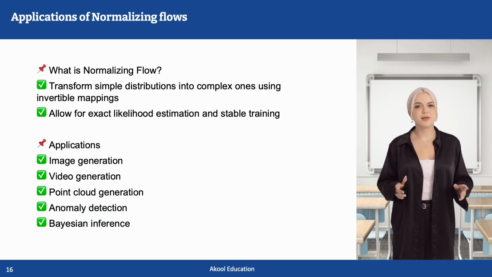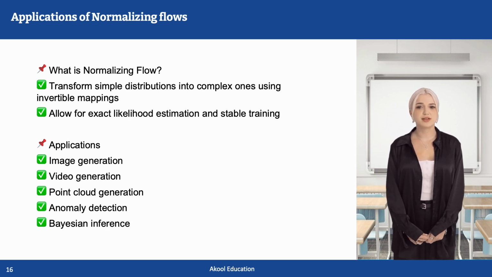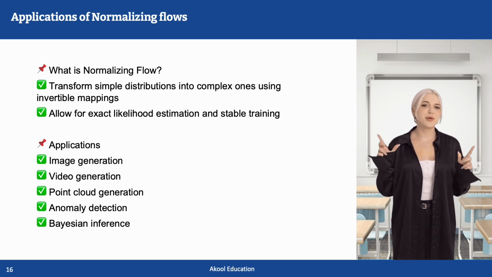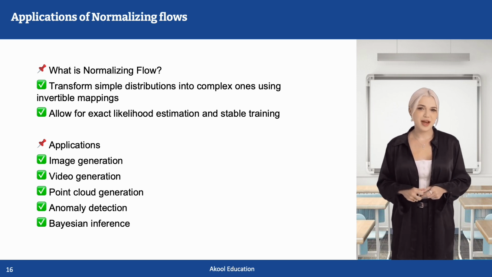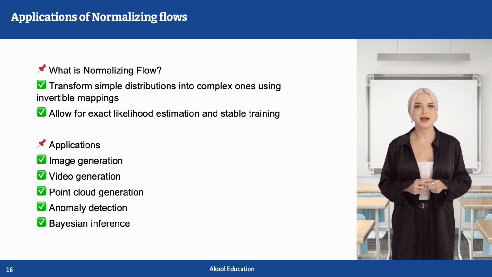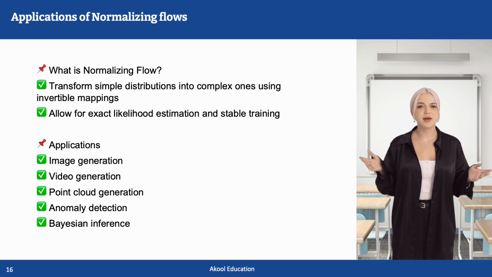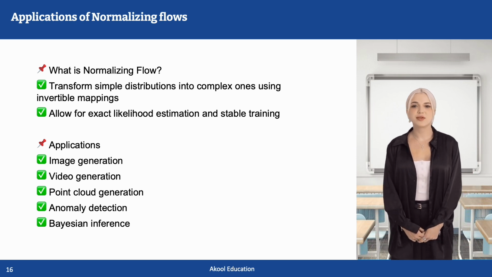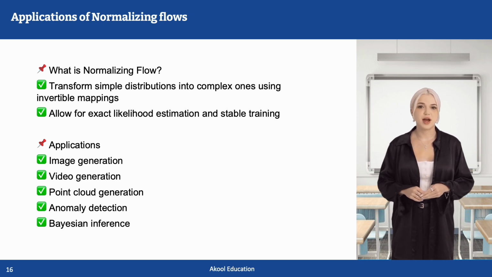To summarize, normalizing flows provide a powerful and mathematically rigorous approach to generative modeling. These models transform simple distributions into more complex ones through invertible mappings. In contrast to GANs and VAEs, normalizing flows enable exact likelihood estimation and offer stable training. Flow-based models have found widespread applications across various domains, including image, video, and 3D point cloud generation. They are also effective for anomaly detection, as they learn the distribution of normal data and can identify outliers. Additionally, flow-based models can serve as a parameterization tool for the inference model within the variational autoencoder framework.